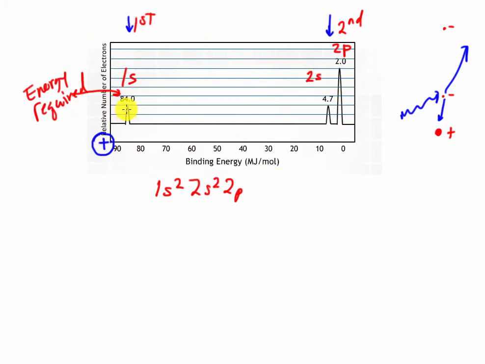Alright, so I've got 2 electrons here based on the height of the peak, and this is a 1s because it requires the most energy. It is closest to the nucleus. Remember, this represents the nucleus of the atom. Okay, so electrons further out, now we get to our second energy level. Alright, so we've got our 2s, and again 2 electrons in the 2s.